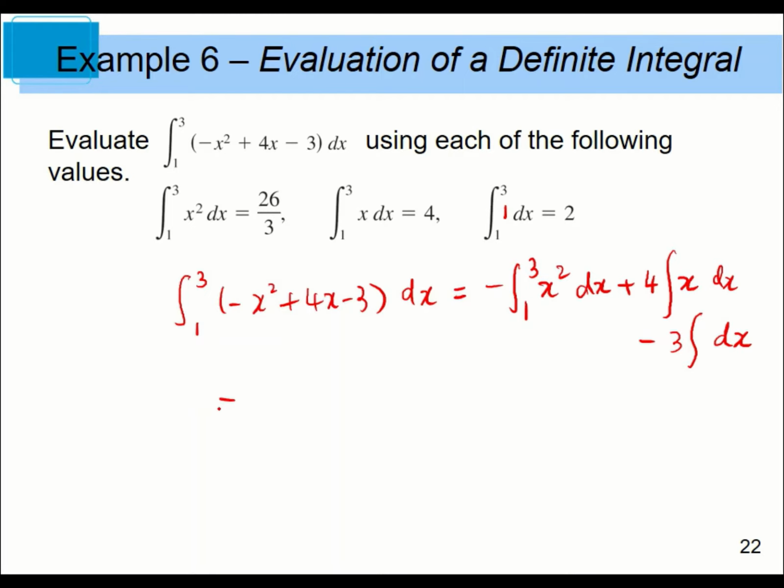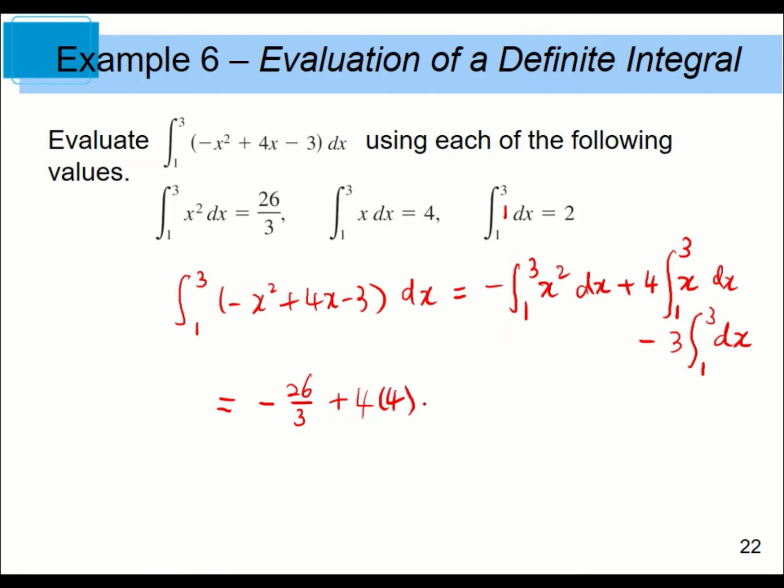So, solve this. As we can see here, integrate x squared from 1 to 3 is here, so the answer is 26 over 3. So we have negative 26 over 3. And the second part here, integrate x from 1 to 3, the answer is already here, it is 4. So I'm going to plus 4 times 4.